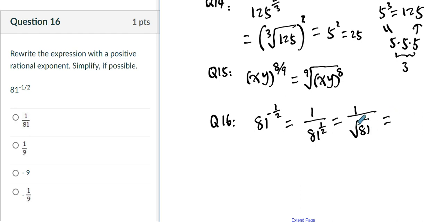And we know actually here is 2 if you want to write it. But since the index is 2, we do not have to write it. Radical 81 we know is 9 because 9 squared is 81. So the final answer is the second choice, 1/9.